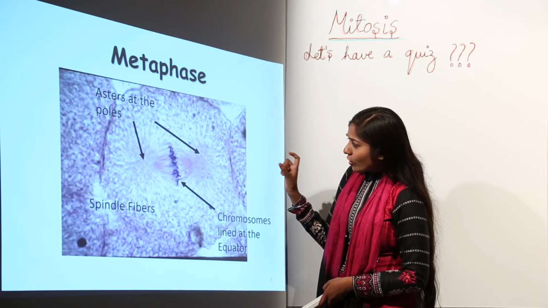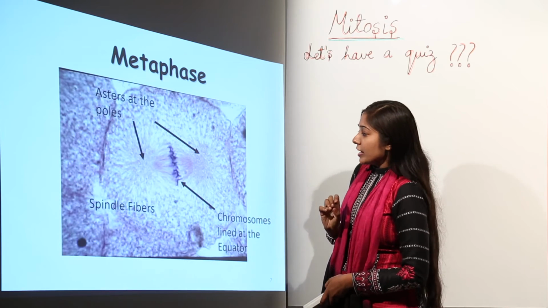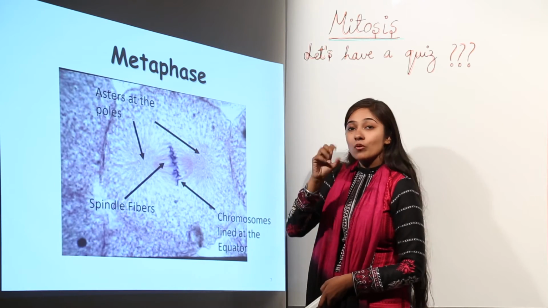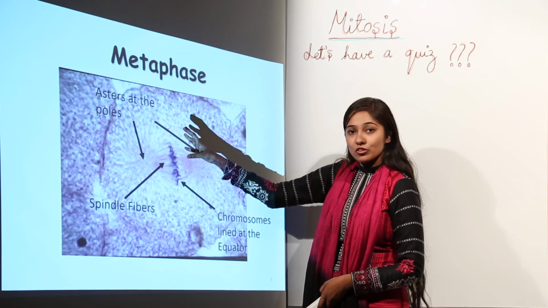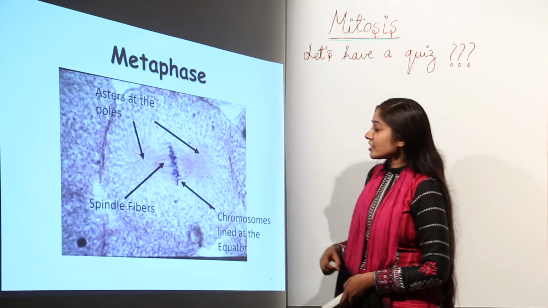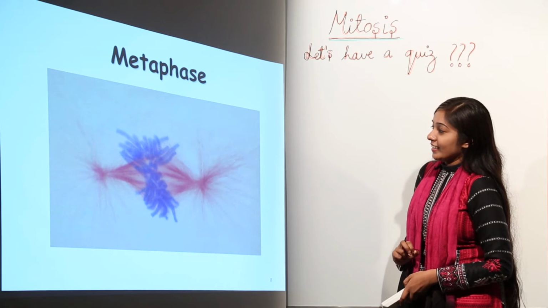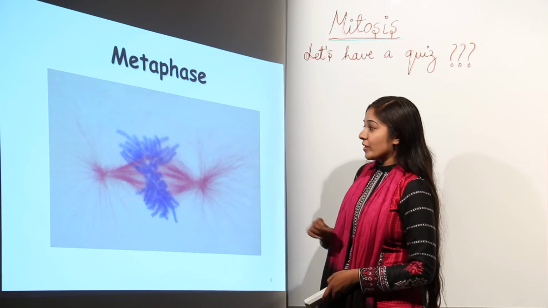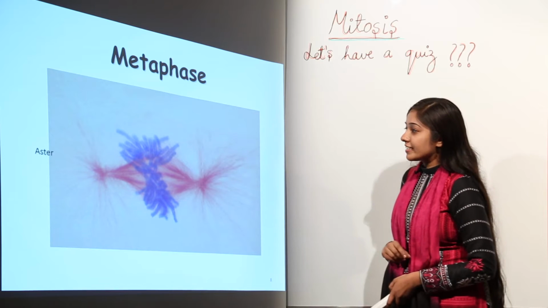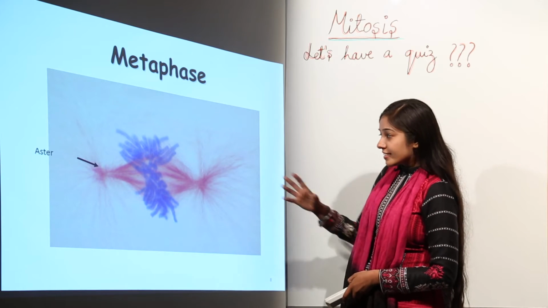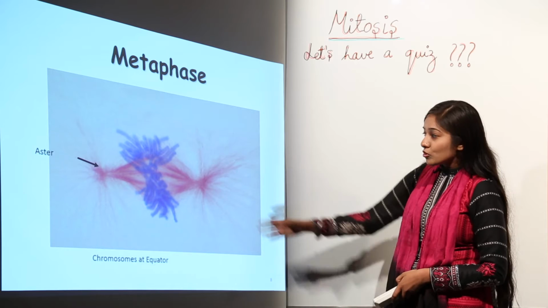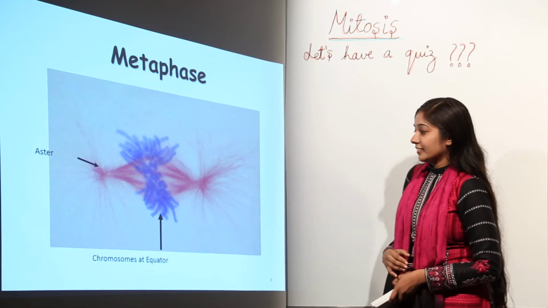You can just make out, they are not so visible clearly, I know, but the spindle fibers are radiated from what? They are radiated from the centriole position, from the asters, the star-shaped structures. So there are the spindle fibers. Next, you can see this very beautiful image of the metaphase stage of mitosis. You can see asters. Again, you can see chromosomes are aligned at the equator, right?